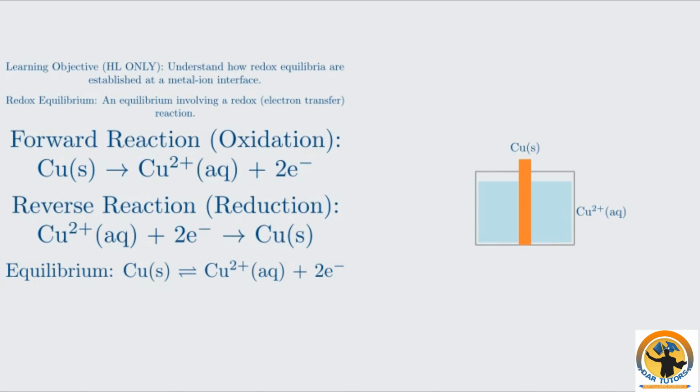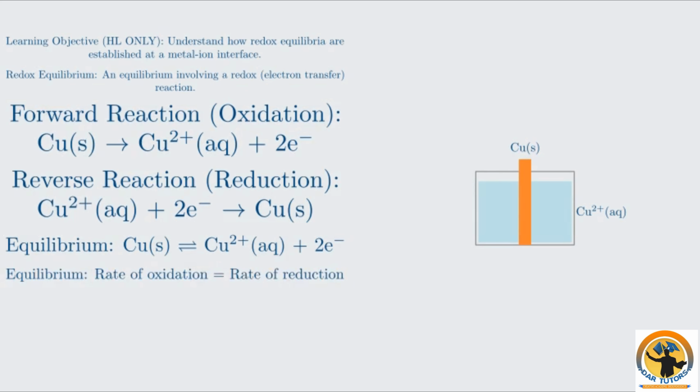This negative charge repels new ions from entering the solution and attracts positive ions, which helps to increase the rate of the reverse reduction reaction. The system reaches equilibrium when the rate of copper atoms oxidizing to form Cu2+ ions equals the rate of Cu2+ ions reducing to form copper atoms. At this point, no net change occurs.